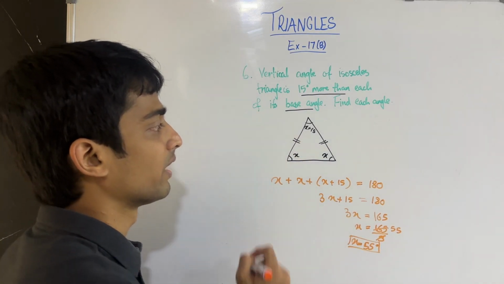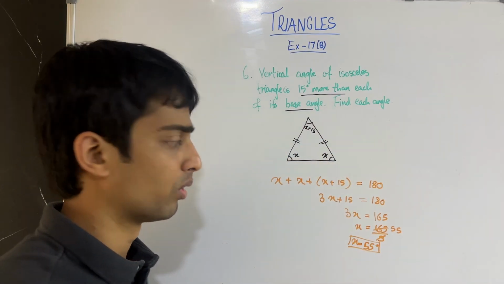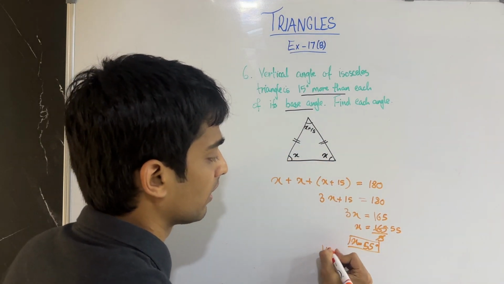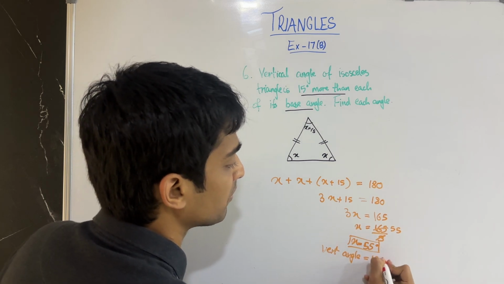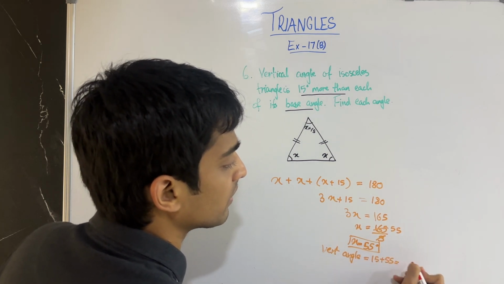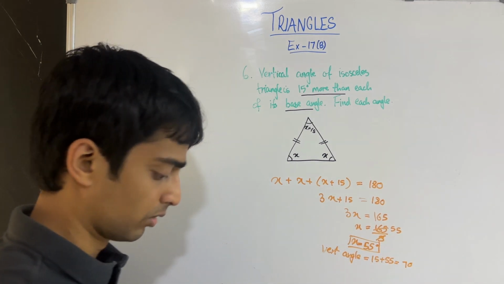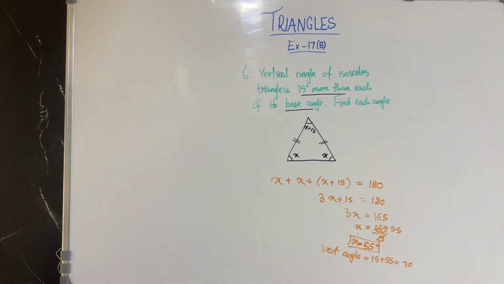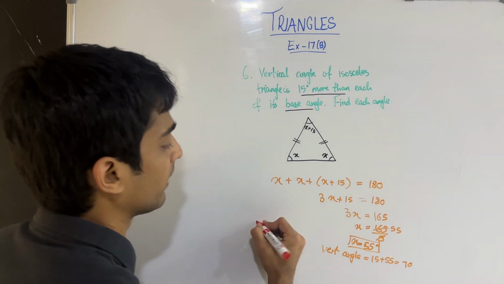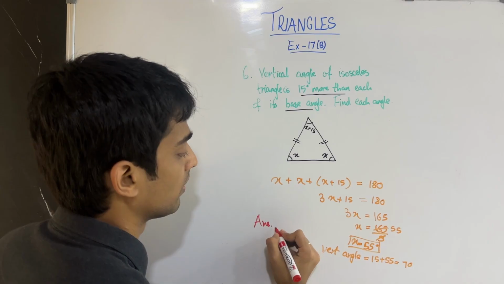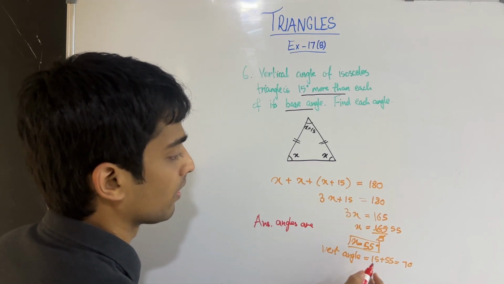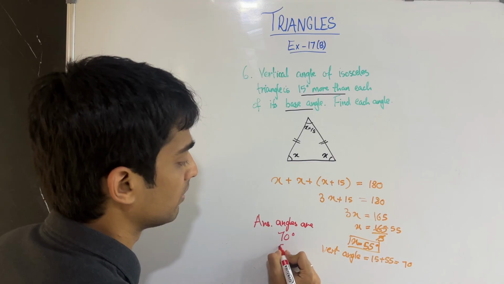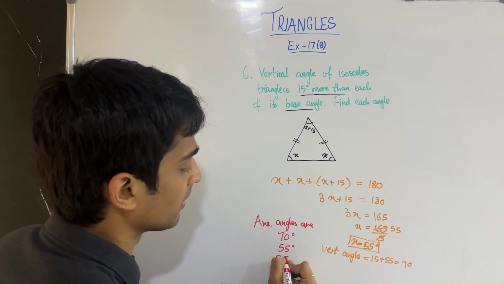Now we can get the vertical angle, which is 15 more. So the vertical angle will be 15 plus 55, which is 70. The answer is, all angles are 70 degrees, 55 degrees and 55 degrees.